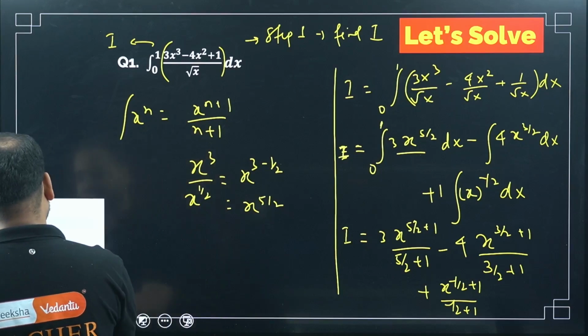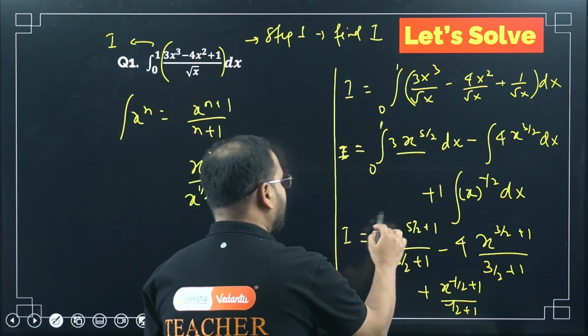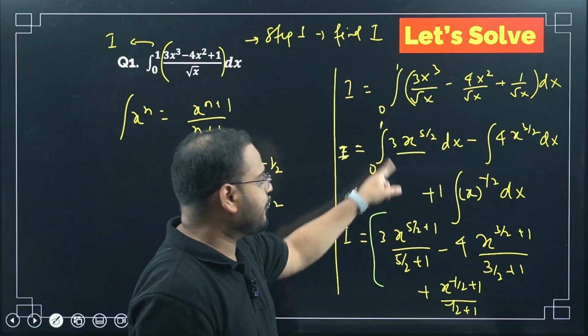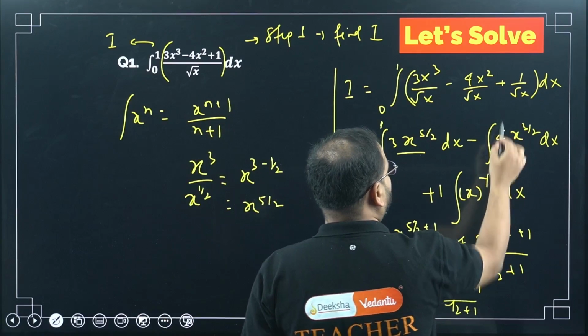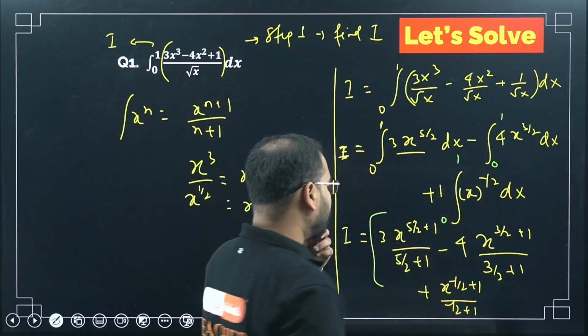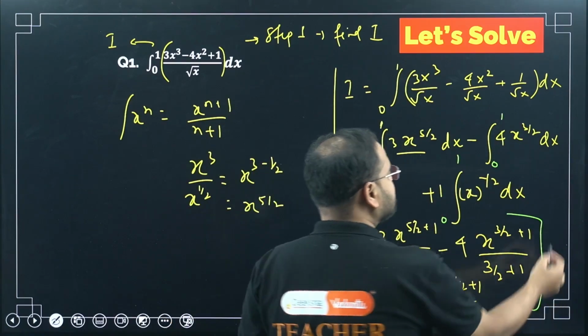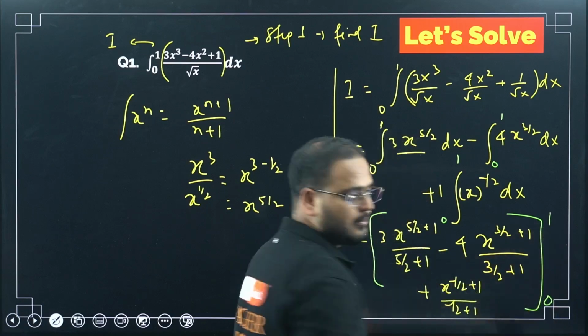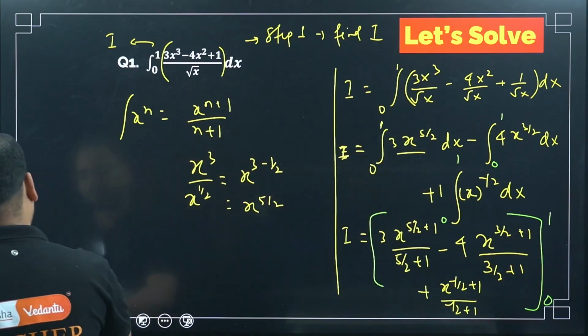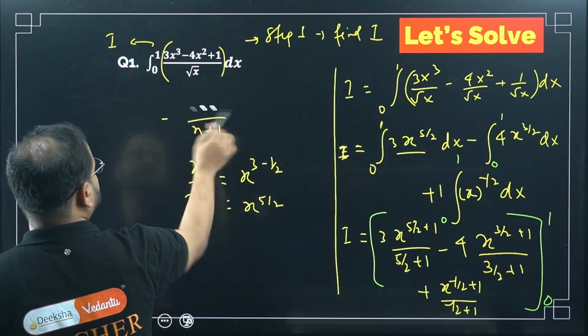Now the last step, which is very important. Before integration I have to write the limits everywhere, 0 to 1. But after integration, I'm going to put a big square bracket and write the limits here, 0 to 1. Please check the next step.